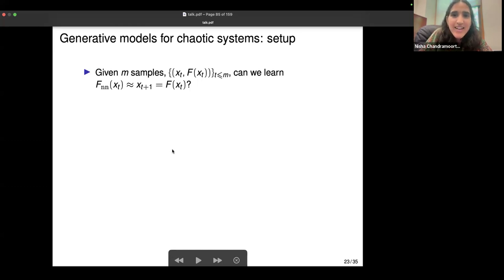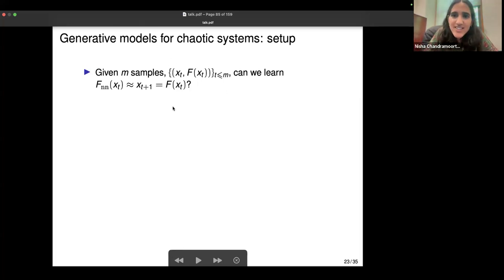Okay, so in this part, I want to talk about learning chaotic systems in a provable manner. That is, we want guarantees that if we learn one step of a chaotic dynamical system, we are going to, oh, I think there's a question. Oh, thanks for that. Okay.